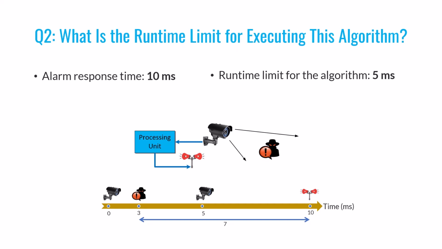In the worst case scenario, even if the moving object enters the camera's view right after the first set of images, the time between the object being in view and the alarm going off is still less than 10 milliseconds. Therefore, 5 milliseconds seems to be the optimal and appropriate runtime limit for this algorithm.